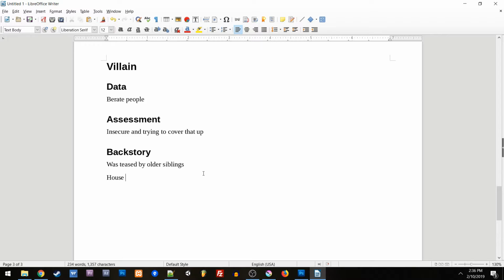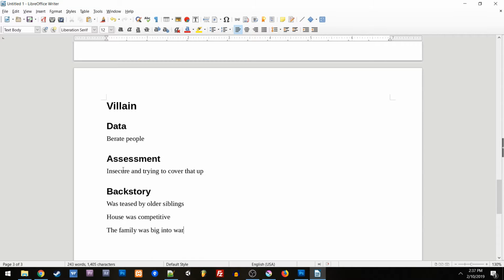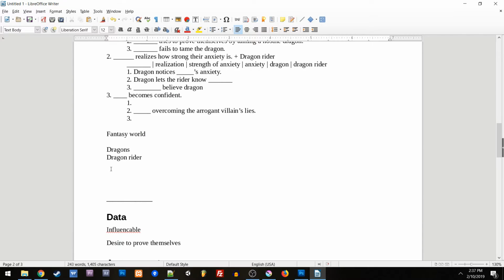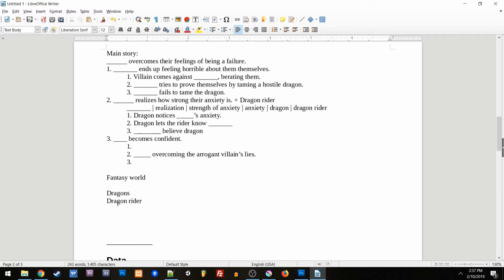Was the house competitive? Could be that the house was very competitive. It could be that growing up, the family was a big warrior family. We could have a lot of different possibilities, but again, we ask, how did it begin? Now, this is in regards to characters, and it's kind of a natural progression as we discussed with the DAB structure. But let's take it to another piece.